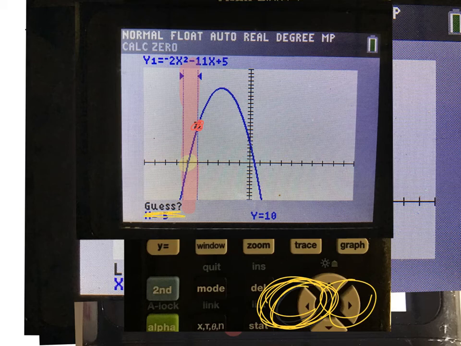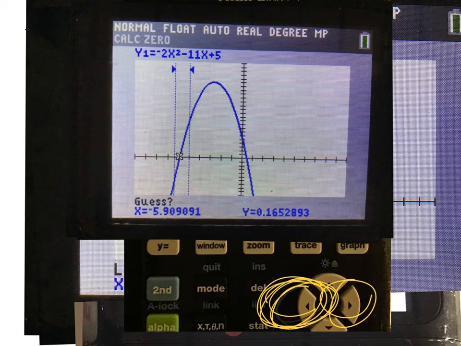You see my calculator says guess. Now you're going to move the cursor back to about where it crosses the x-axis, to about down there. So I use my left arrow button to move the cursor back to about here where it crosses the x-axis, and then press enter for guess, and then your calculator will tell you the point where it crosses the x-axis.